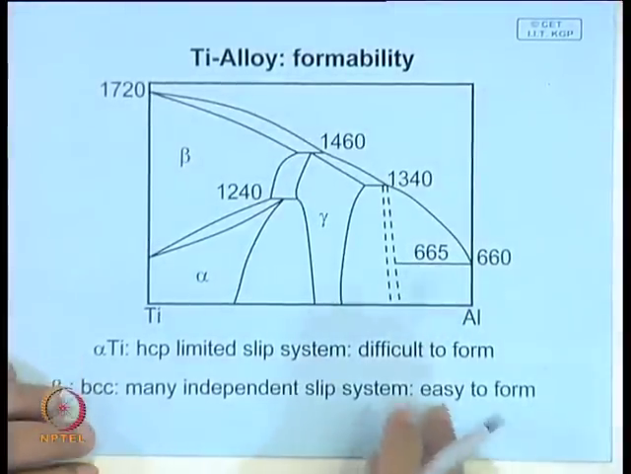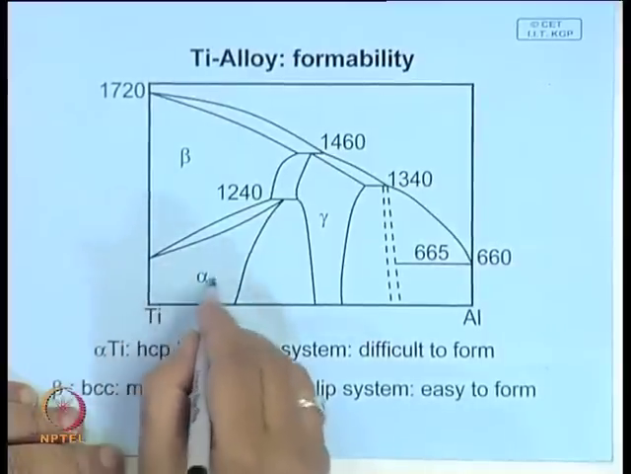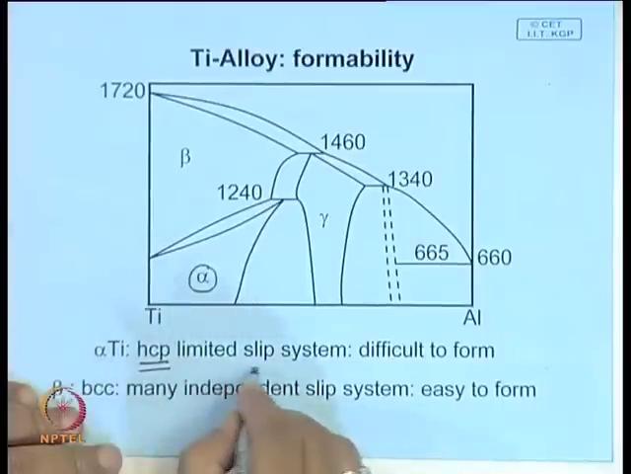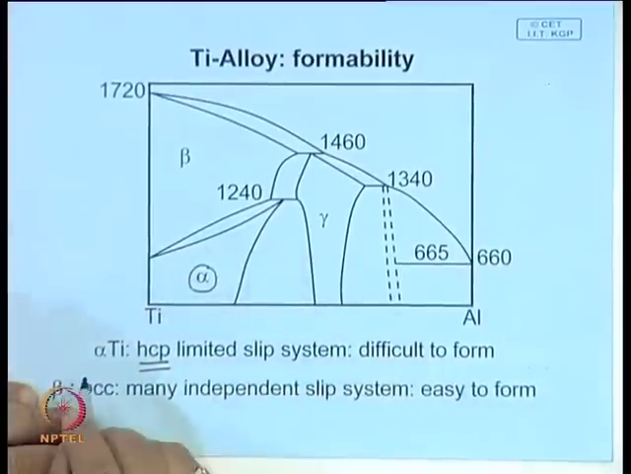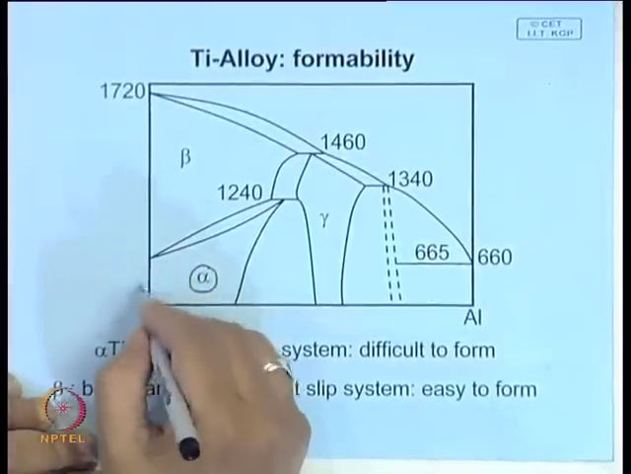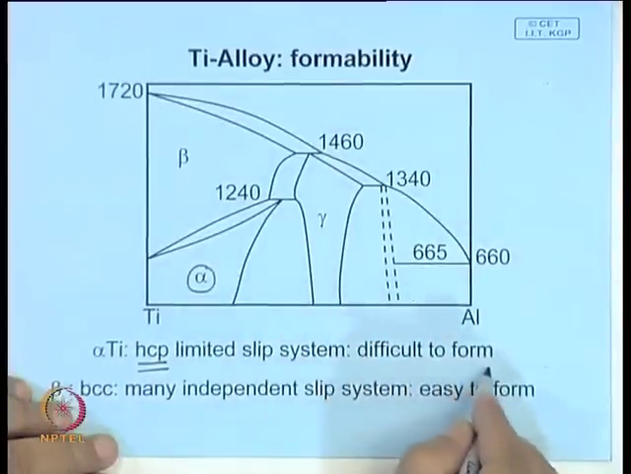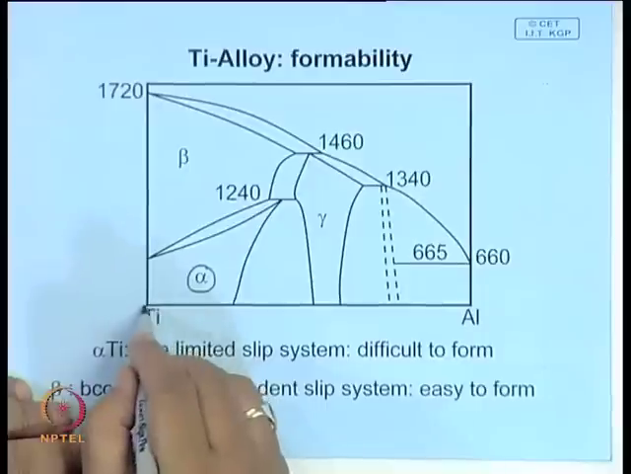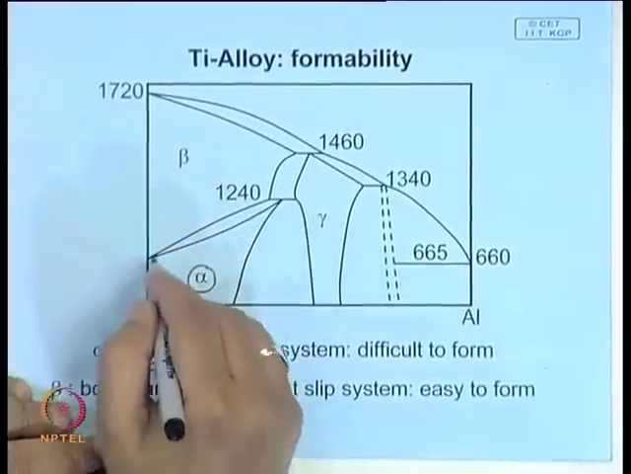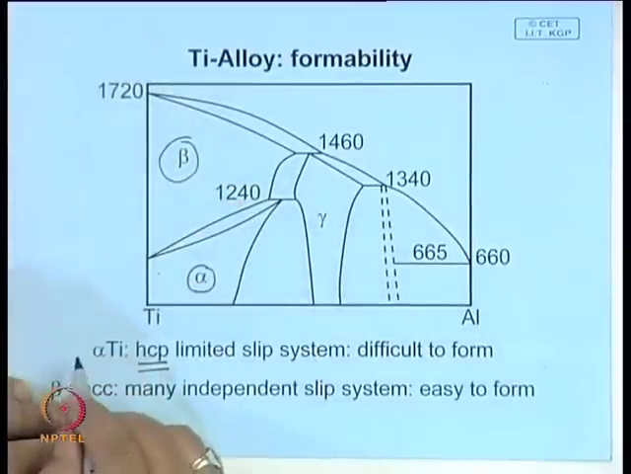Similarly, titanium. Titanium has an allotropic transformation. At room temperature it is hexagonal, and hexagonal has limited slip systems, so they are difficult to form. Because of the limited number of available slip systems, it will be difficult to give the desired shape by deformation processing. So one way of giving large deformation is to go to the beta region and then deform.